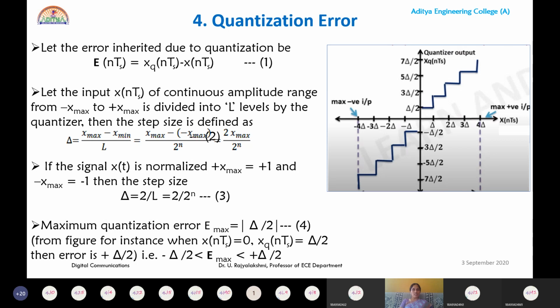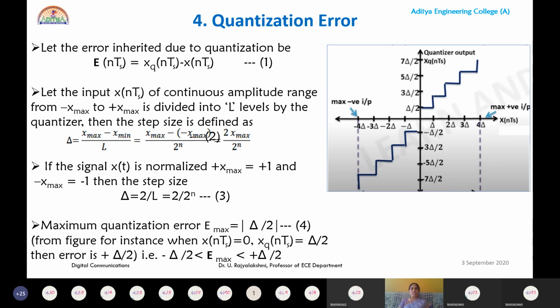And next we have defined the step size. So how we have defined the step size? It is the ratio of total continuous amplitude range divided by the number of representation levels. Okay, so total continuous amplitude range is from x min to x max. Here x min is minus x max and maximum extremity is plus x max. So total continuous amplitude range will be the difference between the maximum extremity and the minimum extremity. So x max minus x min divided by L. Okay, so because x min is minus x max, we just replace the value. So x max minus of minus x max, you will get 2x max divided by L.